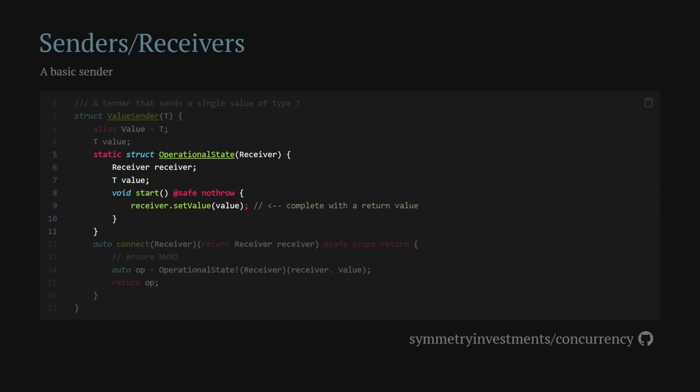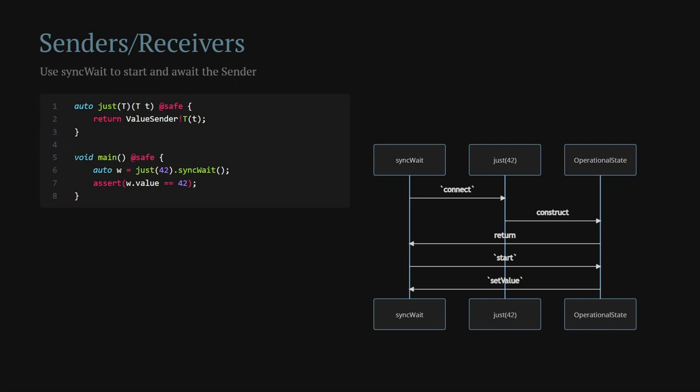So how do we use this? I made a little helper function, just. It just creates a value sender. And there's sync_wait. So what we can do is we can take the sender, and we can synchronously wait on it. And then, lo and behold, the value is 42. So what sync_wait does is it calls connect on the just sender, which constructs the operation state. It returns it to sync_wait, which then starts it, and then calls set_value.